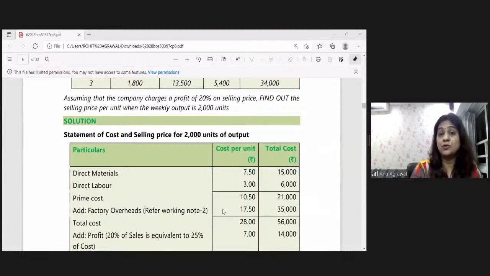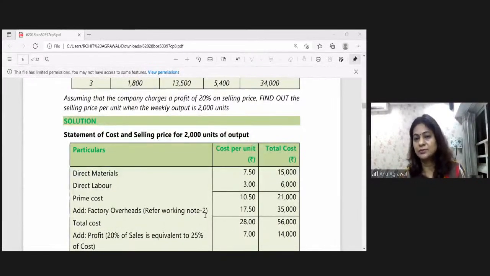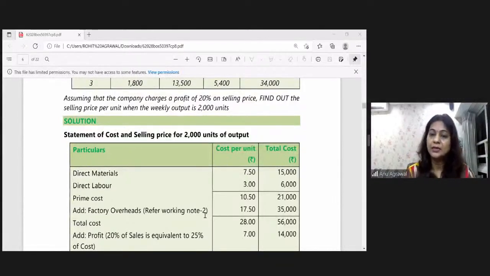Now the question is, how do I absorb overheads? Overhead absorption, what could be the methodology? My variable cost was ₹5, right? My fixed cost, we know, is 25,000. What do I do? How do I absorb it? What could be the method? If I divide 25,000 by 2,000 units, it's going to come out to be ₹25. It's going to be very expensive.